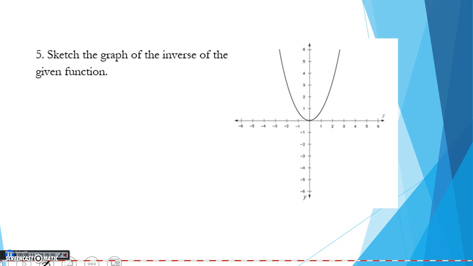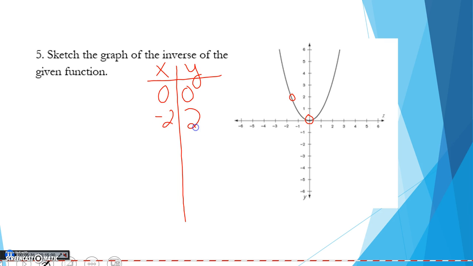The last thing I may ask you to do is to sketch a graph of the inverse of the function. What I suggest you do is pick some key ordered pairs on the graph. Like 0, 0, I'm going to make myself a table. So 0, 0. I'll choose, how about this one, negative 2, 2. And I'll choose one more over here, negative 3, 6. And I'll choose a few over here, so 2, 2. And another one, 3, 6. So I make myself a table.